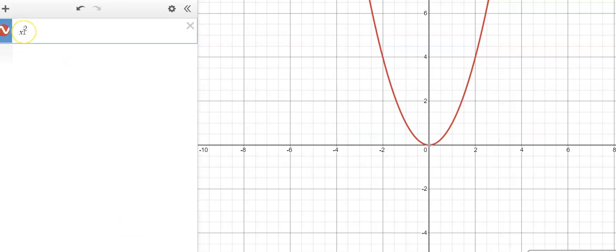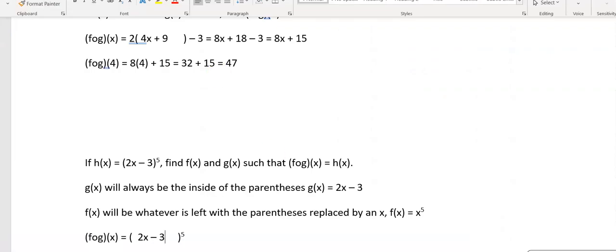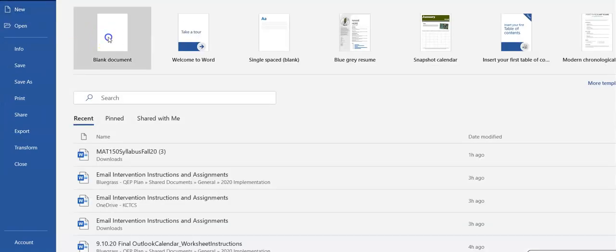Let's say I take x squared and I add 2 to it. What is that going to do to this graph? Well, let's take a look. So notice that adding 2 shifted that graph upwards 2 places. All right, so let's summarize that. So I'm going to put that on a document for you so you can, if you're taking notes, take those down.